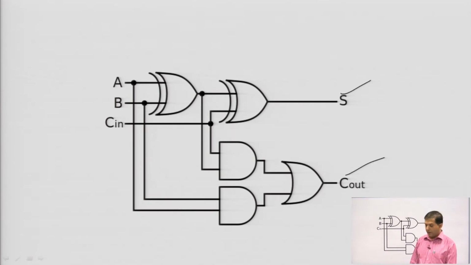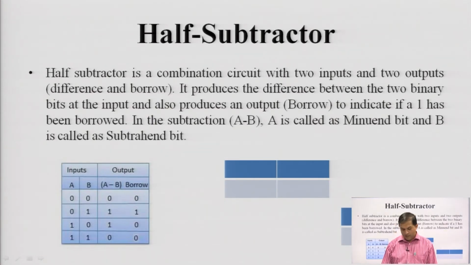Next we will do the half subtractor. So, what is half subtractor? Half subtractor is a combinational circuit with 2 inputs and 2 outputs, difference and borrow. It produces the difference between 2 binary number bits and produces an output to indicate if one has been borrowed in the subtraction a minus b. a is called the minuend bit and b is called the subtrahend bit. Already we have covered binary subtraction in previous lectures.